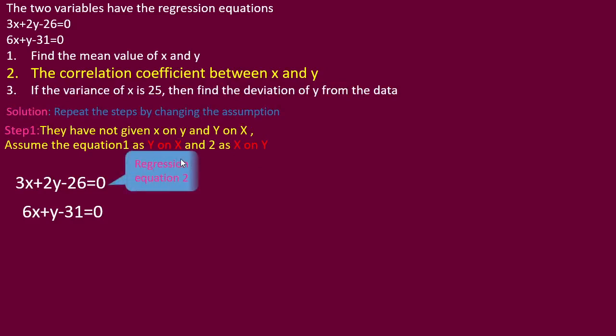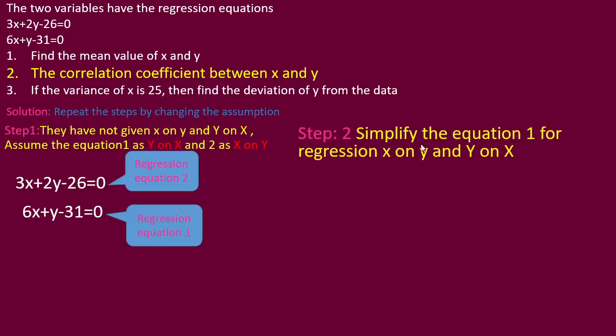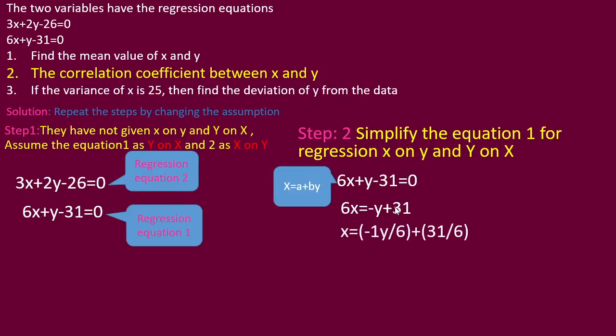The first equation is considered as regression equation 2 and the second one as regression equation 1. So the next step is to simplify equation 1 for the regression x on y and equation 2 for y on x. Our standard format is x equals a plus by. So 6x plus y will become minus y here, minus 31 will become plus 31. Now x equals minus 1y divided by 6 plus 31 divided by 6.